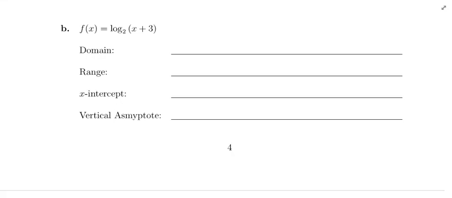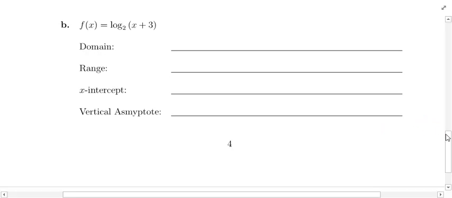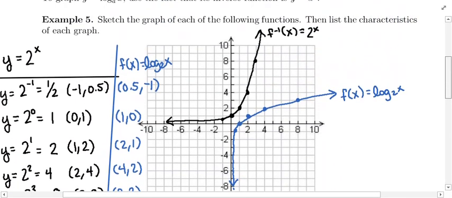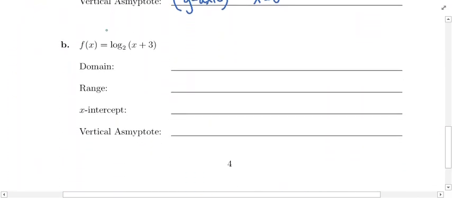All right, in part B, we are trying to graph f of x is equal to log base 2 of x plus 3. Well, in part A, we graphed log base 2 of x, so that's the blue graph. If you compare the two formulas, all that's changed is that we've replaced x with x plus 3. So you've got x plus 3 inside parentheses.